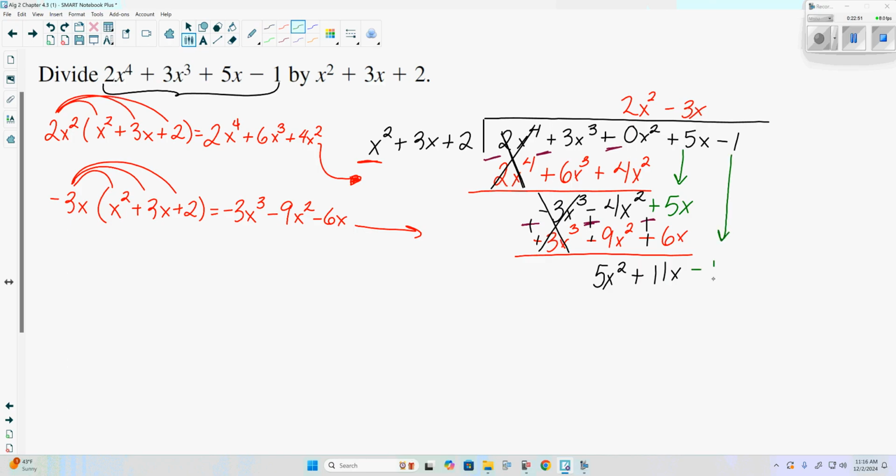And lastly, we bring down the, yes, you're good. Did you have 1x? Yeah, you're good. So it'd be negative 6x, so the minus negative 6 would give us a plus. And 5x plus 6x would give us 11x. Questions on this here? And lastly, what times x squared gives us 5x squared? 5. And since it is positive, we would put plus.